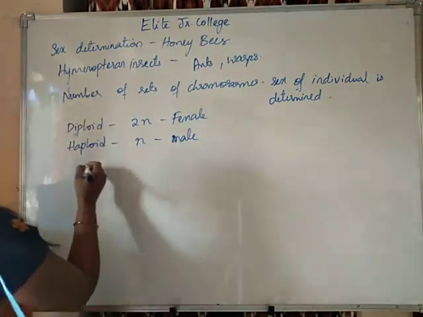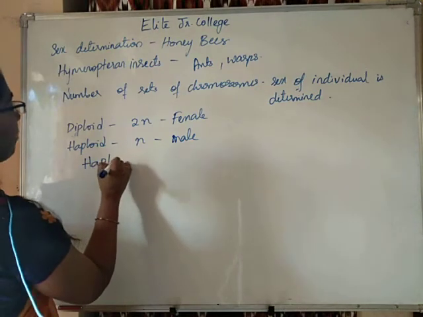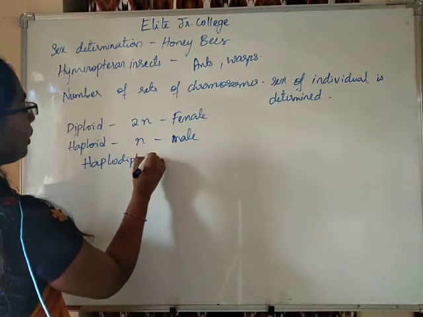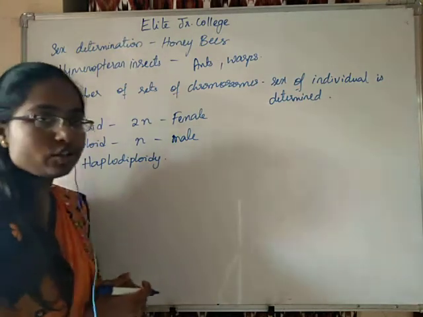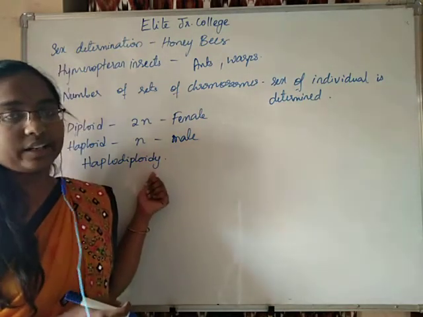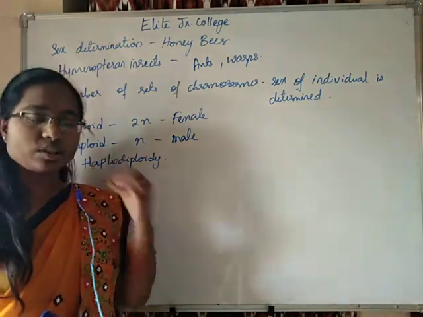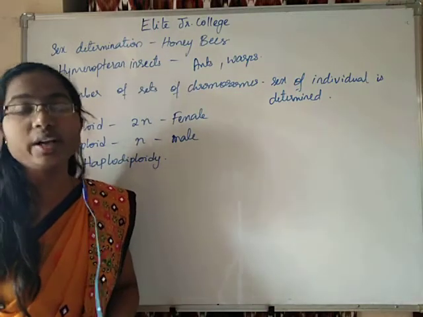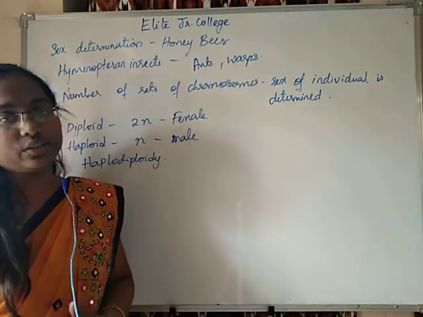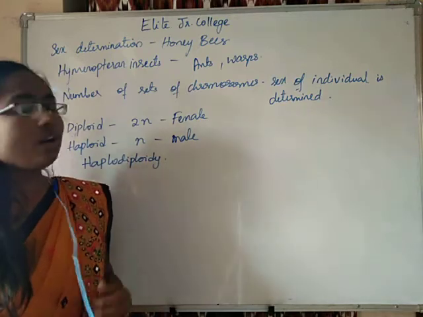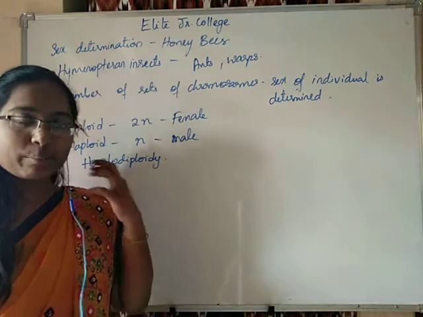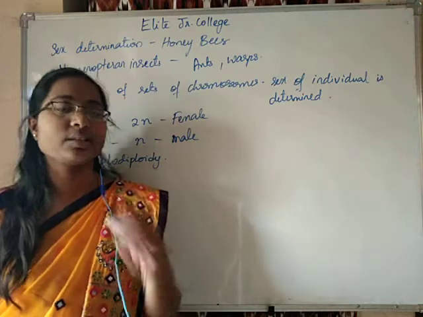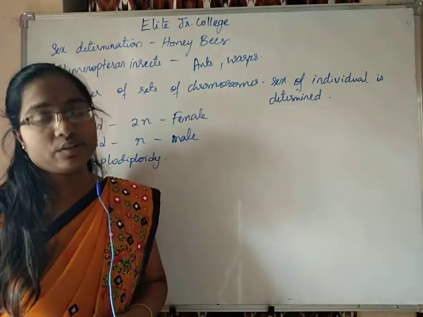This type of sex determination is called haplodiploidy. Depending upon whether the individual is haploid or diploid, we determine the sex of the individual. Let us now learn why the haploid condition is found in males and why the diploid condition is found in females.